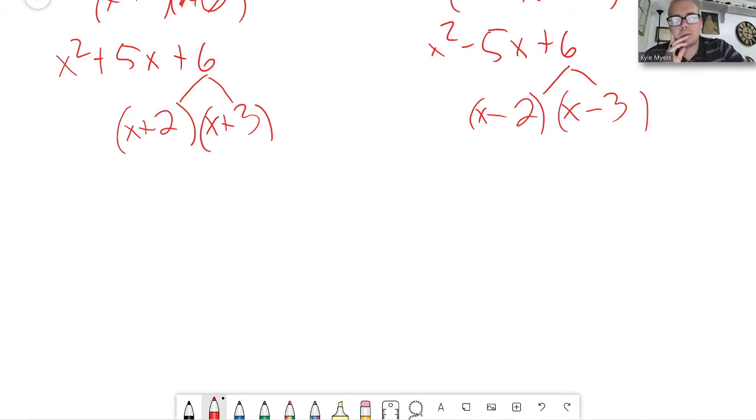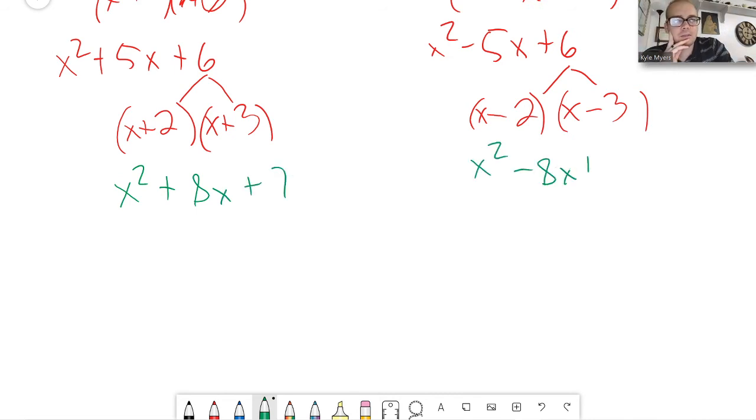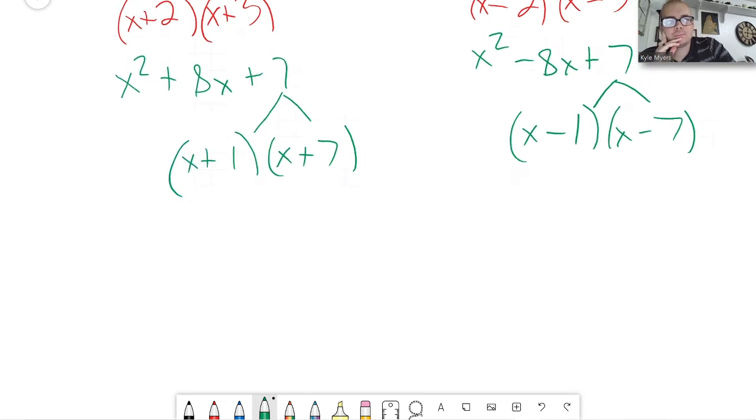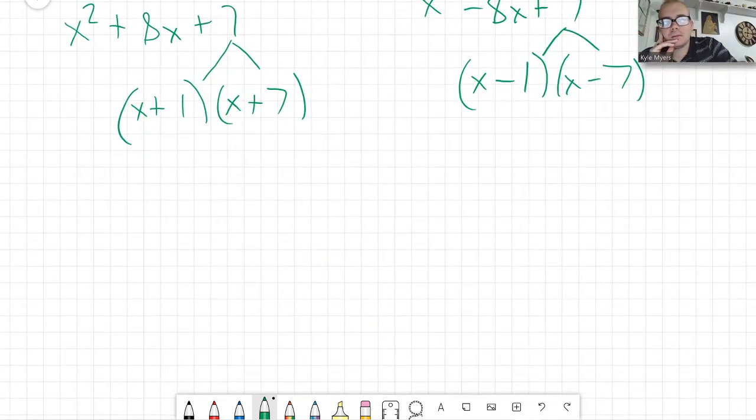Whew! We're almost there, y'all. And let's see. Next we have 7. x squared plus 8x plus 7, x squared minus 8x plus 7. 1 and 7 minus minus. And we're done with that one. 1 and 7 plus plus. Alright, and we're done there.